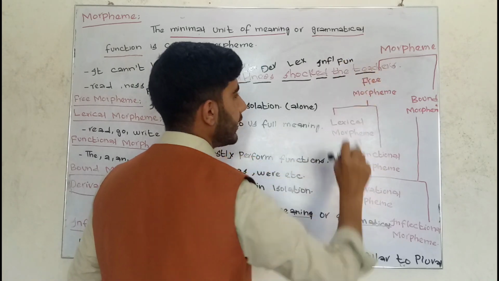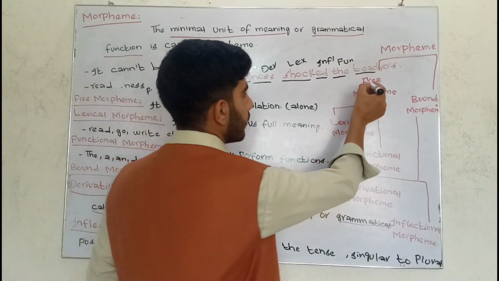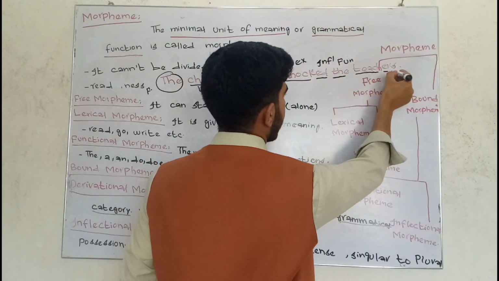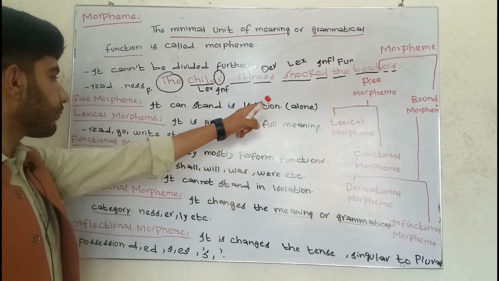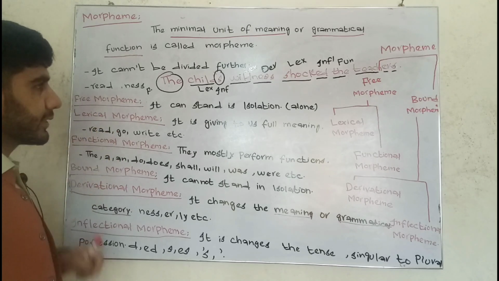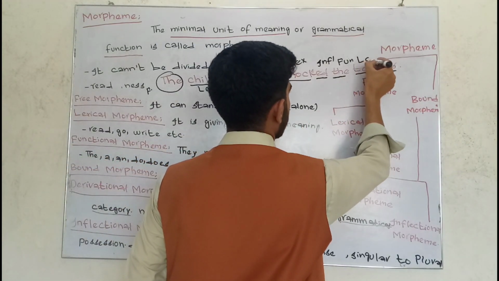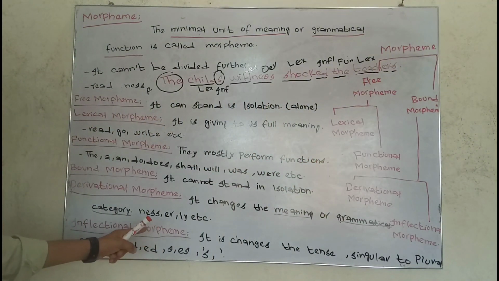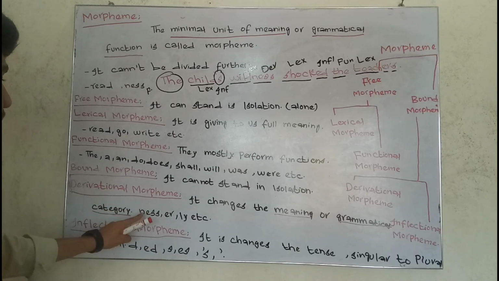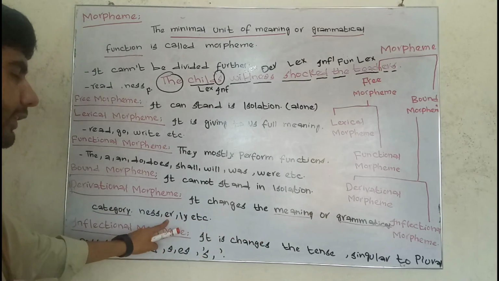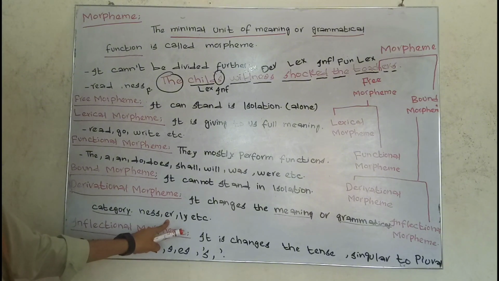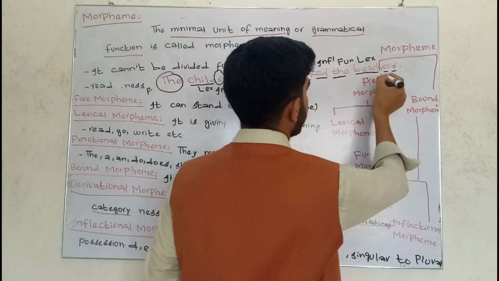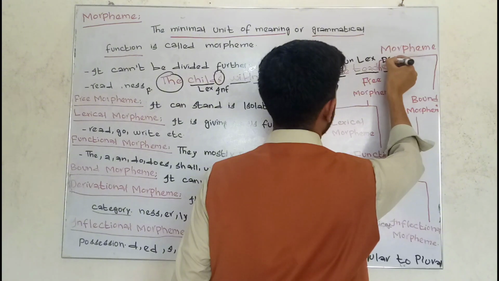Teachers. There are three morphemes in this one word. The first one is teach, the second one is er, and the last one is s. Teach is giving us full meaning, so it's a lexical morpheme. Er is a bound morpheme, and in bound morphemes it changes the meaning or grammatical category, for example small, smaller, smallest. So er is a derivational morpheme.